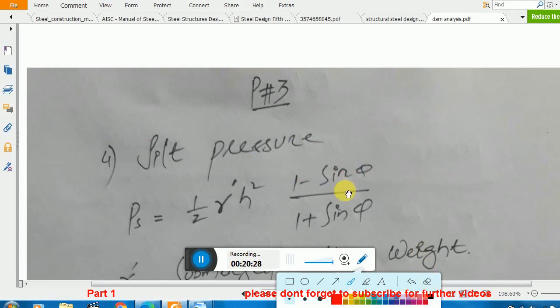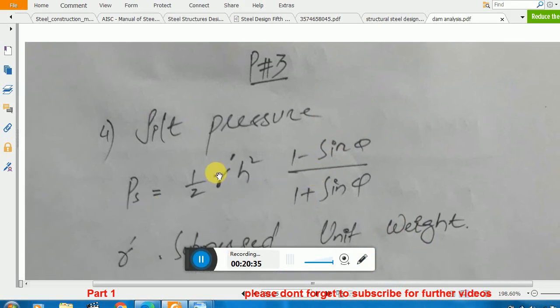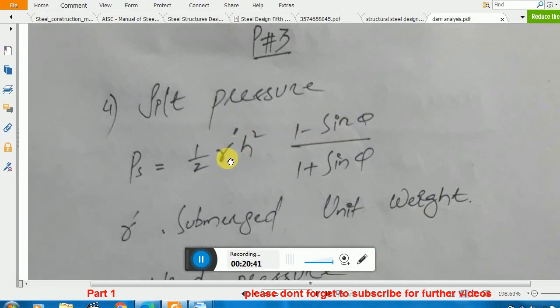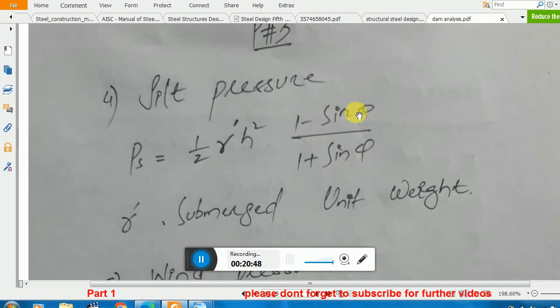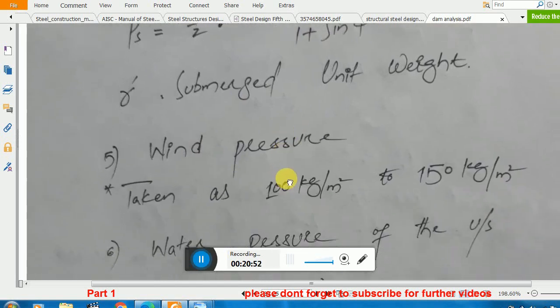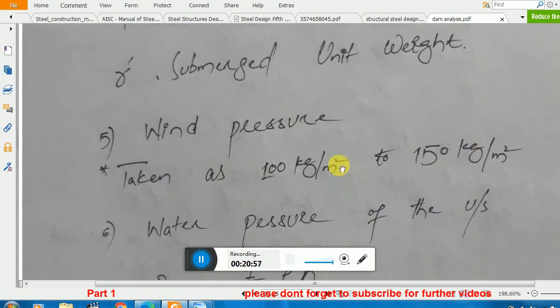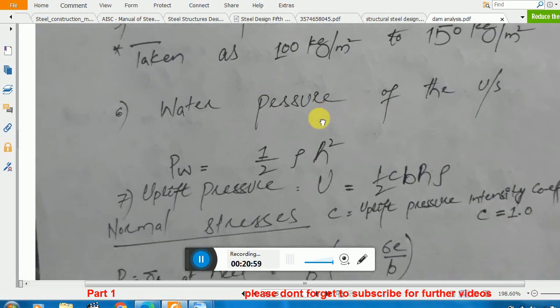This is the silt pressure, using gamma prime, but this is not the specific unit weight, it is the submerged unit weight. We have to calculate gamma submerged, and that involves the factor (1 minus sin phi) over (1 plus sin phi). Wind pressure is also considered, and it is usually assumed to be 100 to 150 kg per square meter, and water pressure was already discussed.